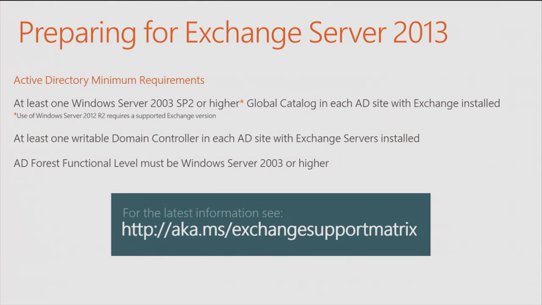The Exchange support matrix is the single source of truth for what is supported as far as forest functional levels and domain functional levels for Active Directory, or what versions of Exchange we can install on what versions of Windows Server. We just recently updated it with the information for Service Pack 1 and the other RUs that came out for 2007 and 2010. We have also worked with the UA folks to consolidate. There used to be a page for each version of Exchange. We've now consolidated it down, so you can go to that one URL and in one place have the newest version of everything you need for 2007, 2010, and 2013.